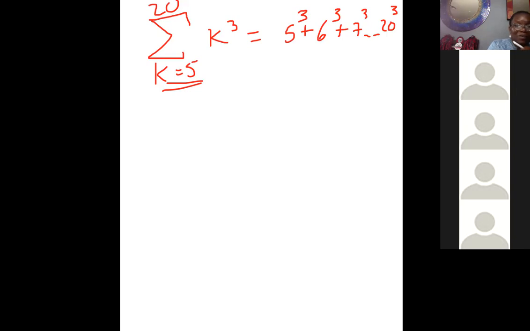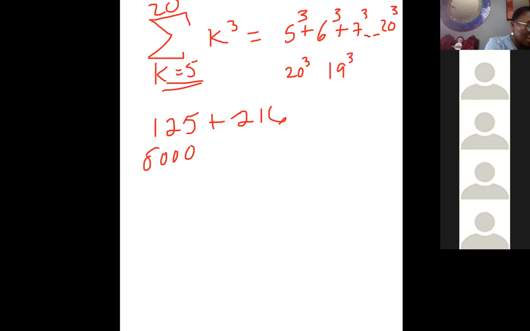Now, if we were to go ahead and work this up, 5 to the third comes out to 125. 6 to the third comes out to 216. Now, somebody do 20 to the third, please. 20 to the third power. Tell me what value that comes out to. This is definitely going to be a calculator one because that's a large value here. Anybody? That's going to be 8,000. And then do 19 to the third for me, please. 6,859.